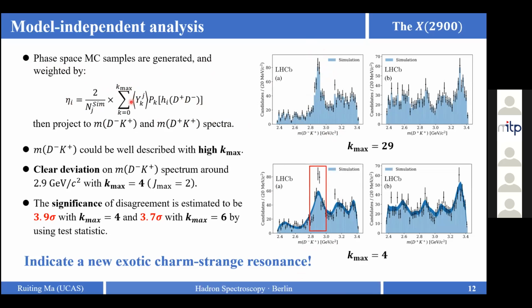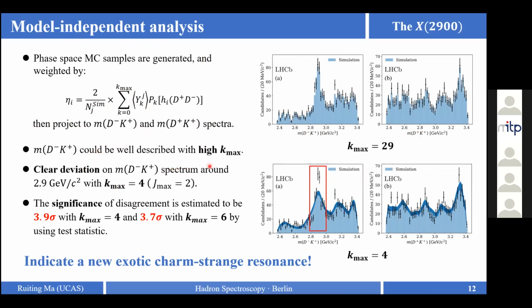So here Y_kj is the value of the order-k Legendre polynomial coefficient in bin j, shown in the last picture. We then project the weighted Monte Carlo samples to the mass spectrum of the D⁻K⁺ and also the D⁺K⁺ to check if it can describe the distributions on these two mass distributions. The results are shown in the right plot.